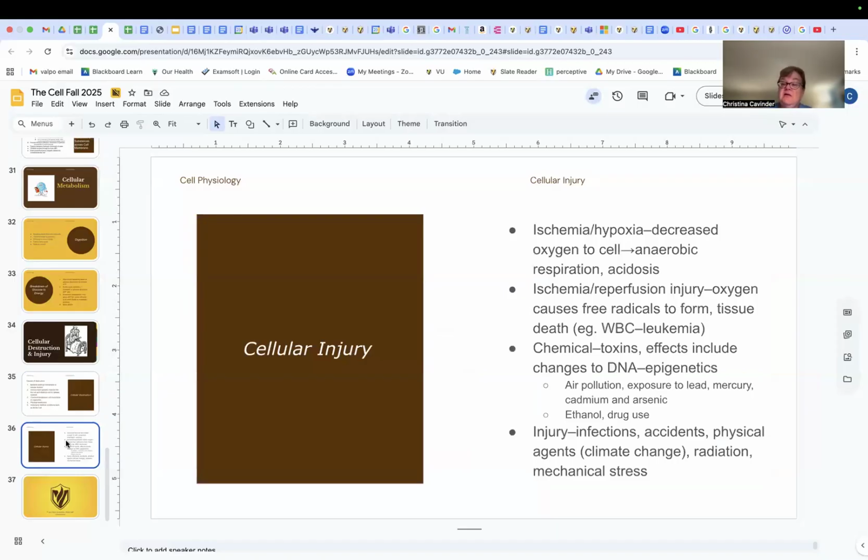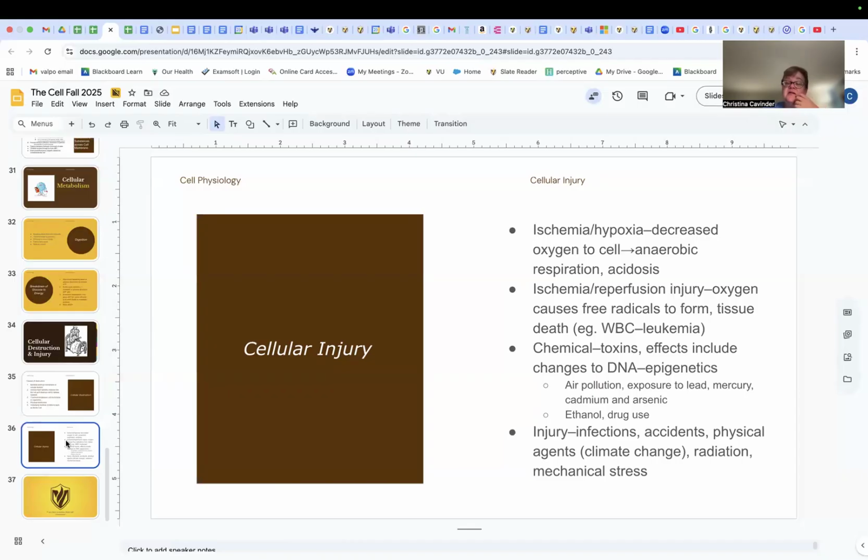Cellular injury can be caused by ischemia or hypoxia. So decreased oxygen to the cells. It goes into anaerobic respiration, causes acidosis, which causes tissue destruction. But sometimes if we have ischemia, which is decreased oxygenation to the tissue, and then suddenly we give it a bunch of oxygen, we can cause a reperfusion injury. So oxygen in itself is a free radical, and it can change shapes of cells. It can change how the cell functions.